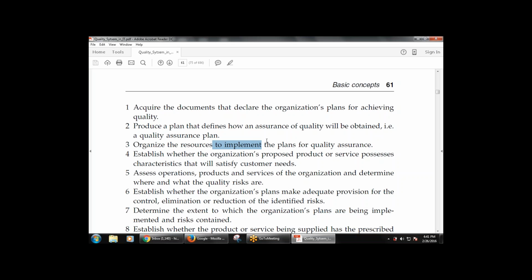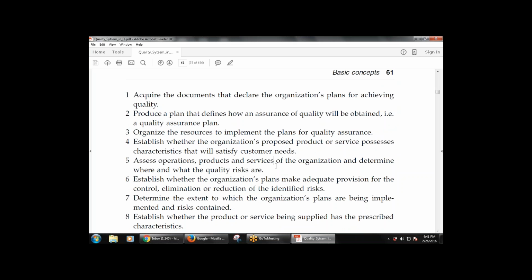Then organize the resources to implement the plan for quality assurance. That is, what are the various resources used to implement the plans for quality assurance. Then establish the organization's proposed product or service processes, which are used to satisfy the customer needs. Then assess the operations, products and services of the organization and determine where and what the quality risks are. I mean, what are the various quality risks that are available?